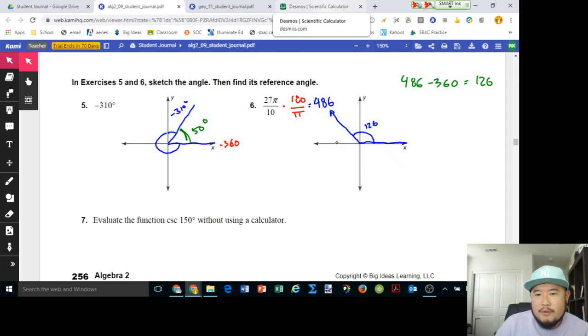Remember, we need to figure out the reference angle. How close is it from that terminal side to the x-axis? And this is our reference angle. We can go ahead and take 180 minus 126. And from there, you'll end up with your answer of 54 degrees. And this right here is your reference angle.